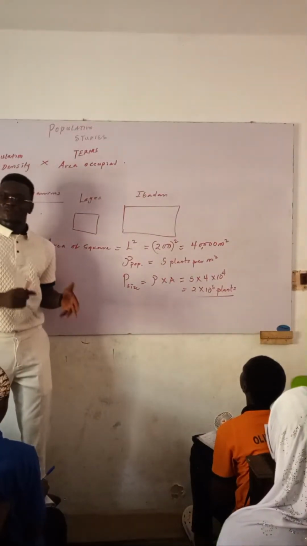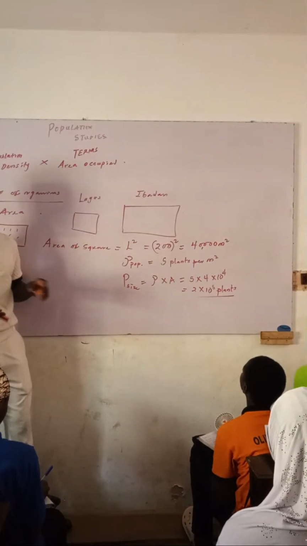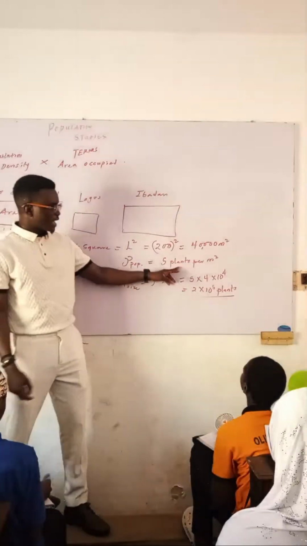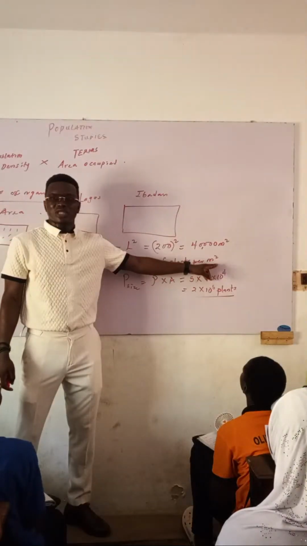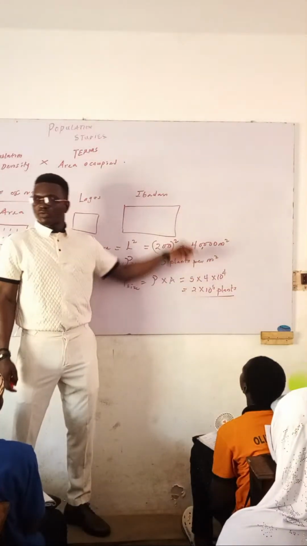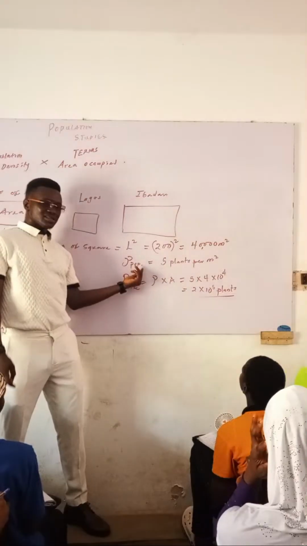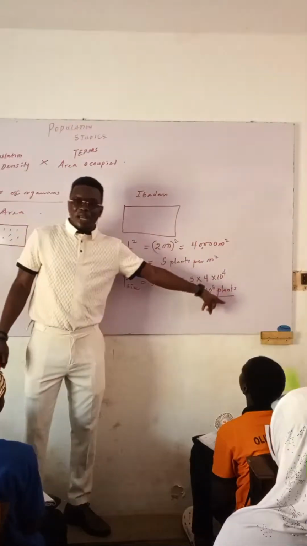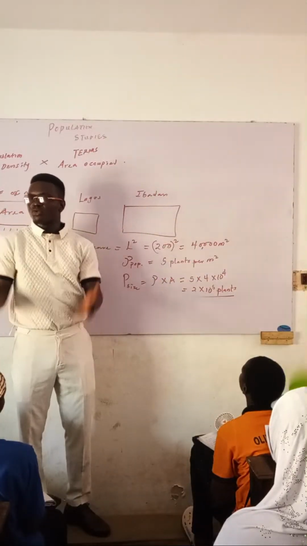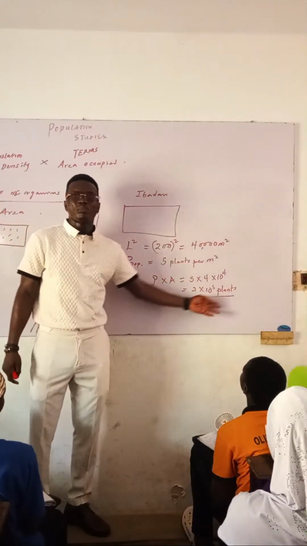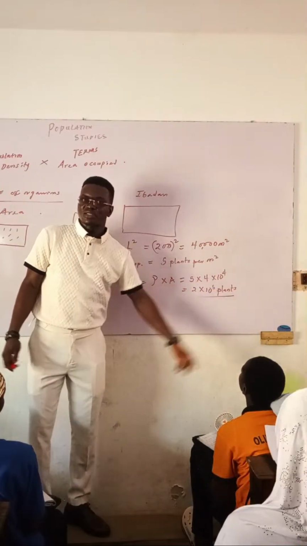Don't say plants per meter. Check it. Here it is plants per meter square. Plants per meter square is talking about the total number of plants in a given unit area. That is density. But the total number of plants is talking about the size, how many plants we have. So we have this number of plants. All these are basic things.